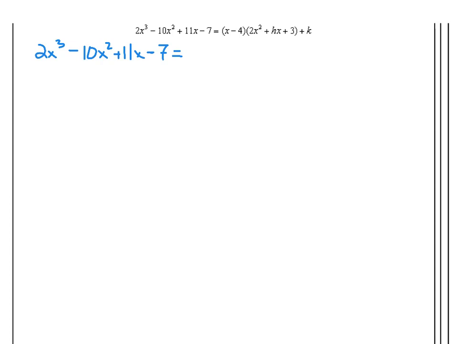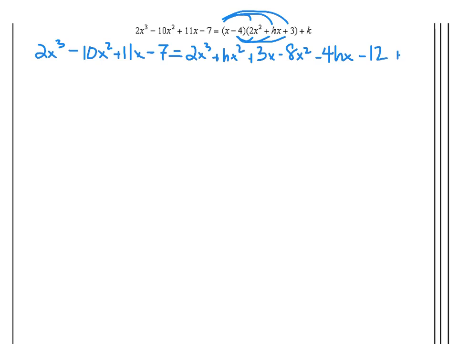Okay, so here I'm going to get 2x cubed. Then I'm going to get plus hx squared. Then I'm going to get plus 3x. Then I'm going to get negative 8x squared. I'm going to get negative 4hx. And then lastly here, I'm going to get minus 12. And then let's bring down that plus k.